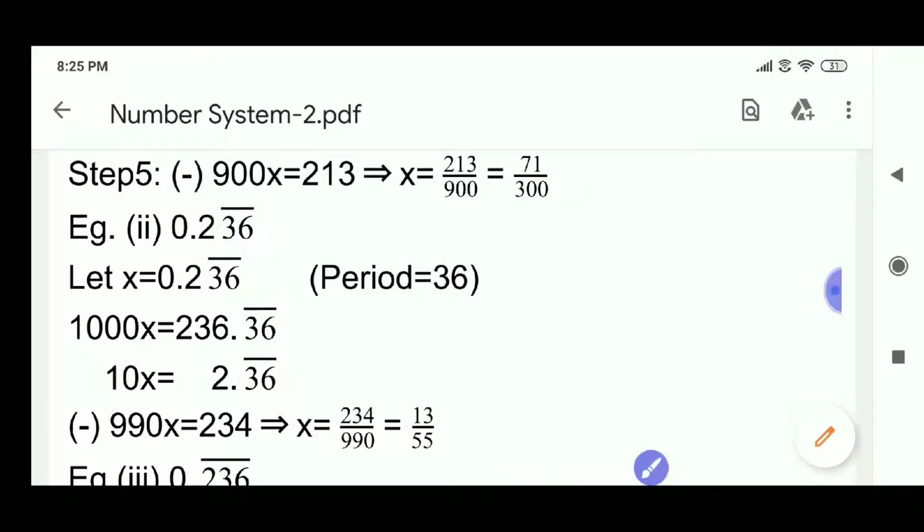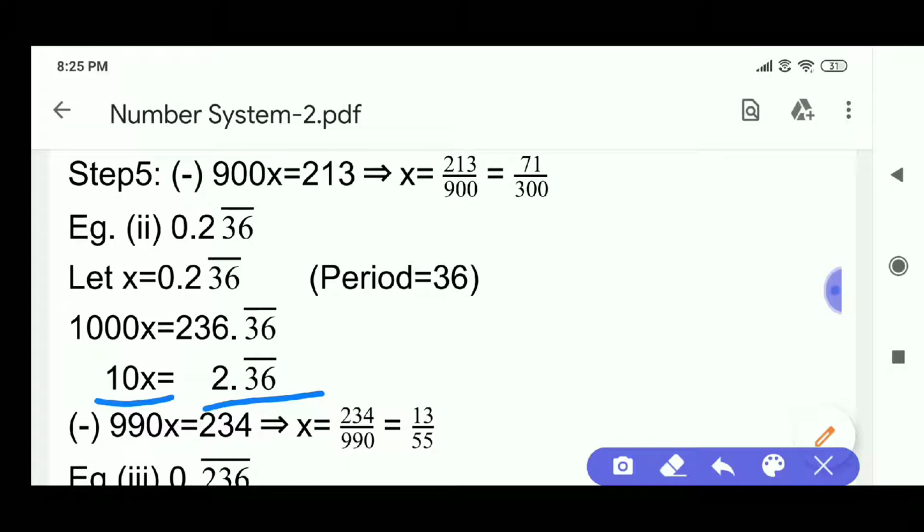Now the period should be on the right side of the decimal point. So 10x is equal to 2.36 bar. Now by subtraction we get 990x is equal to 234. So x equals 234 by 990. By simplification we get 13 by 55.